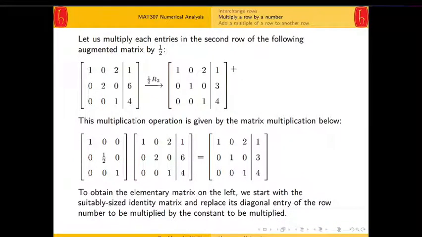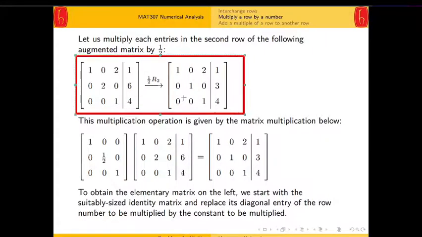Okay, next we consider multiplying a row by a number. Let us multiply each entry in the second row of the following augmented matrix by 1/2. Okay, so the conventional way, the way we have seen so far, is this. We put an arrow and say we multiply the second row by 1/2. Okay, and then we perform the operation.